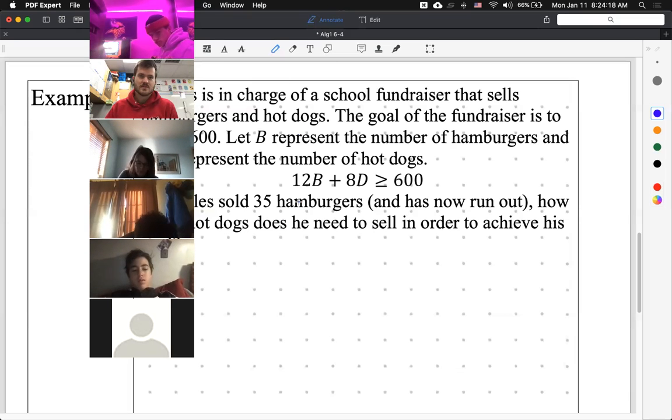All right, looks like we're in need of a hint. So if these variables B and D represent the number of things, like it says B is the number of hamburgers and D is the number of hot dogs. And it tells us the number of hamburgers. There are 35 hamburgers. This 35 can be plugged into either B or D. So plug into the correct one. And then after you plug in, you'll need to solve for the remaining variable.